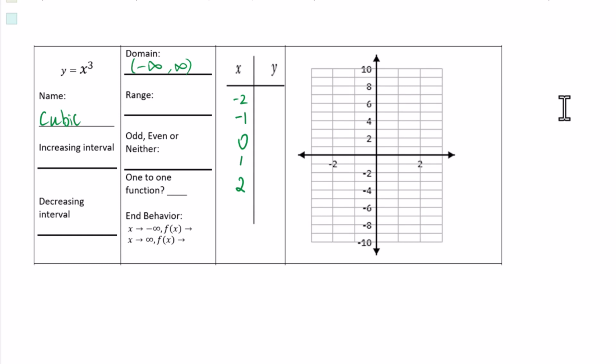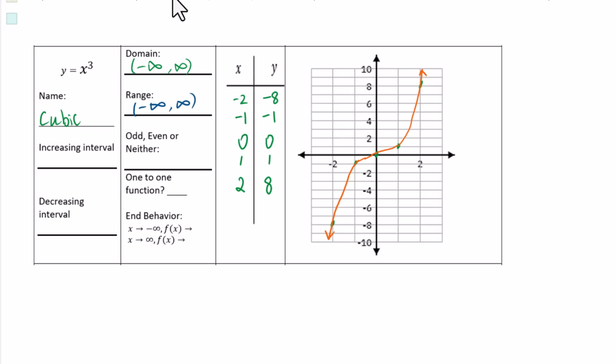-2 to the third power is -8. -1 to the third power is -1. 0 to the third power is 0. 1 to the third power is 1. 2 to the third power is 8. Plot these 5 points. Then connect these 5 points smoothly. Range is all real numbers.